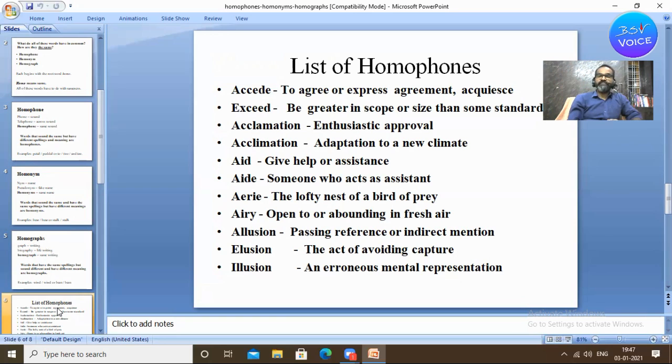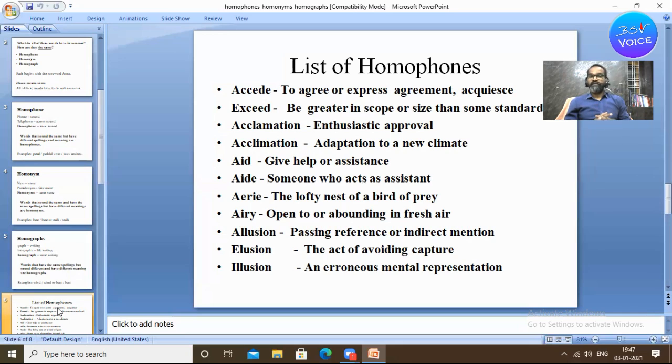And airy, as you know, that it is totally airy. What is airy? Airy is open to or abounding in fresh air, complete fresh air. If you go to the garden, if you go to the forest, you get a complete airy environment. Spelled A-I-R-Y. So that is open to or abounding in fresh air, that is one thing, right?